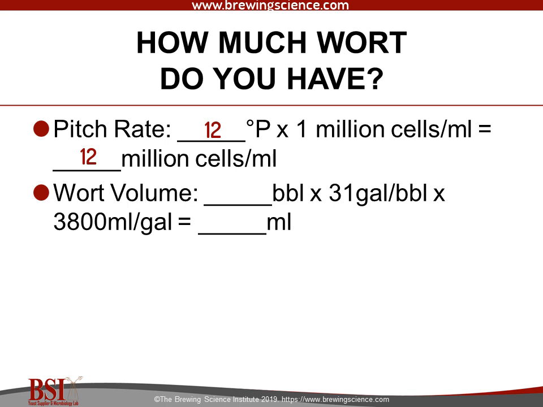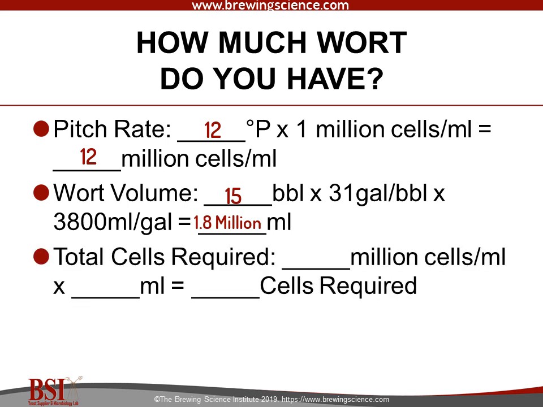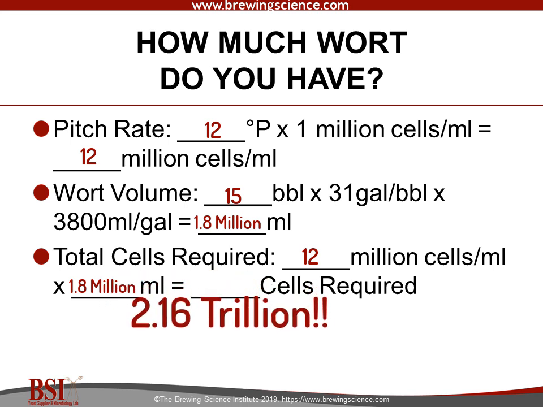Multiply in barrels the amount of wort you have. In this example, we used 15 by 31 gallons per barrel and then again by 3,800 milliliters per gallon. This example calculation resulted in 1,800,000 milliliters. Now, to calculate the total cells required for a quality fermentation, we start by multiplying your pitch rate by the wort volume we previously calculated. This results in our total cells required, which, in this example, is 2.16 trillion cells.